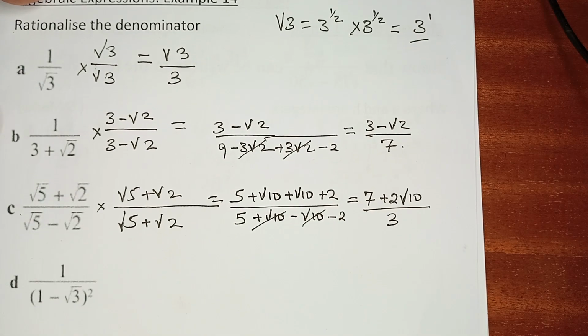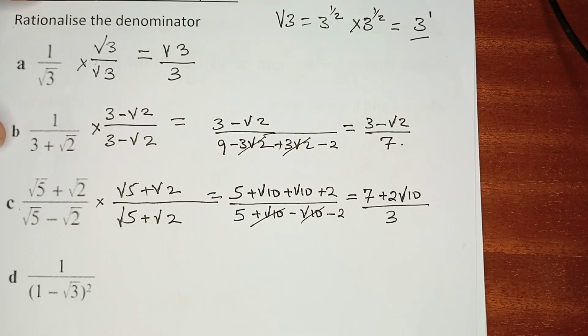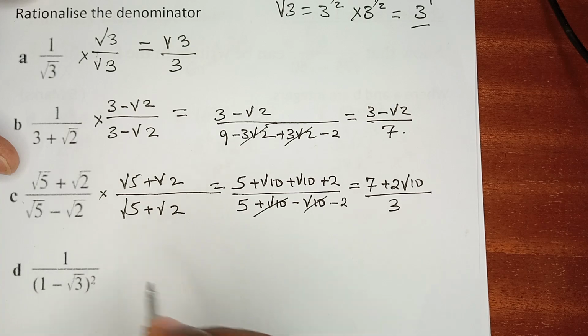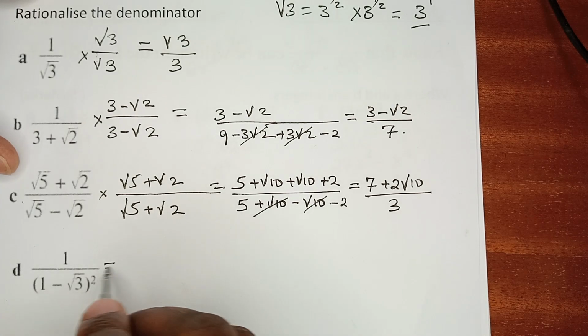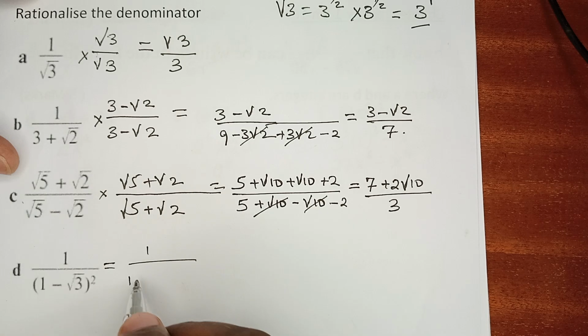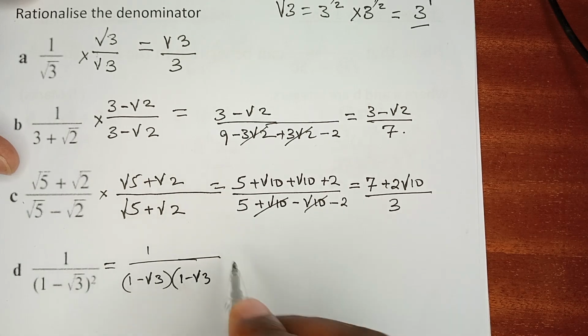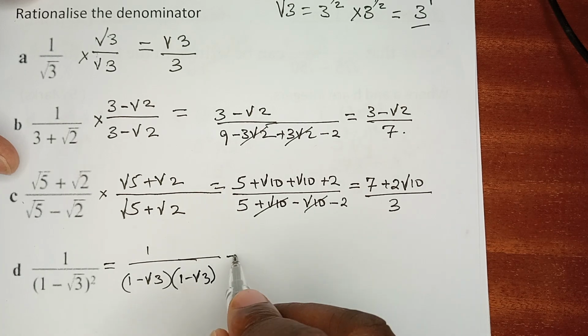Let us go to part D. In part D, we have some work to do, because already we are having a denominator that is squared. We have to ensure that we are going to have 1 over 1 minus root 3, all squared, which is 1 minus root 3 times 1 minus root 3, and we need now to expand the denominator.